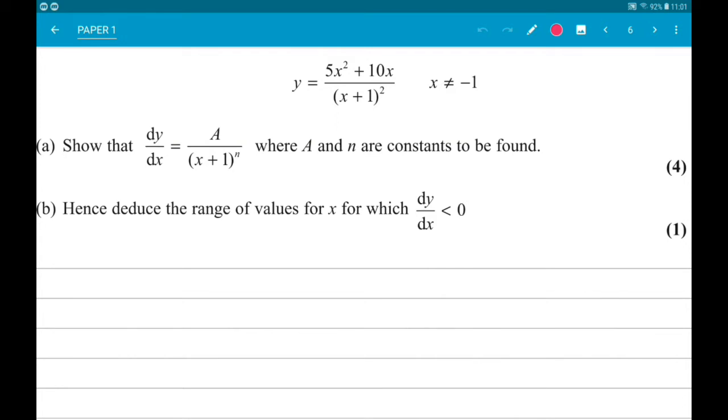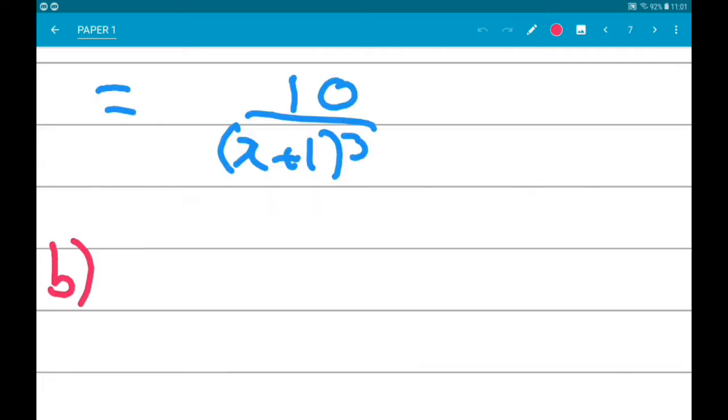Deduce the range of values of x for which dy by dx is less than 0. Okay, so the only part that can affect the sign is the x add 1 cubed. So, for this to be negative, x add 1 cubed must be negative.